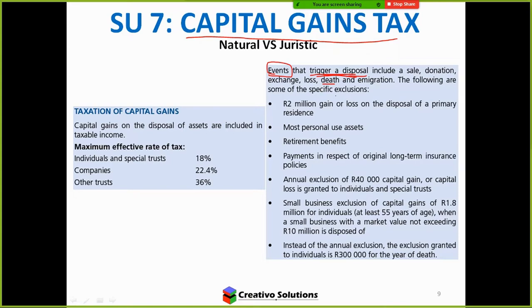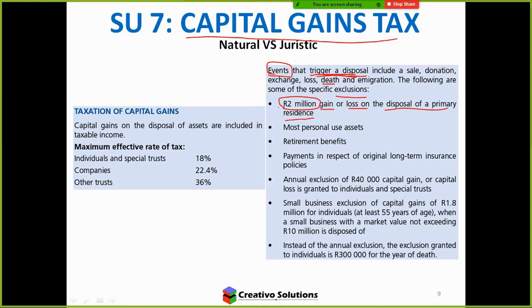There are some exclusions. As an individual, if you dispose of your primary residence, which means where you live, so if you sell your house and your house generates a 2 million rand gain or loss, it'll be excluded. SARS won't tax that gain or loss, irrespective of what it is, as long as it's 2 million rand or less. So is the 2 million like the profit, or is it like the selling price? No, it's the gain.